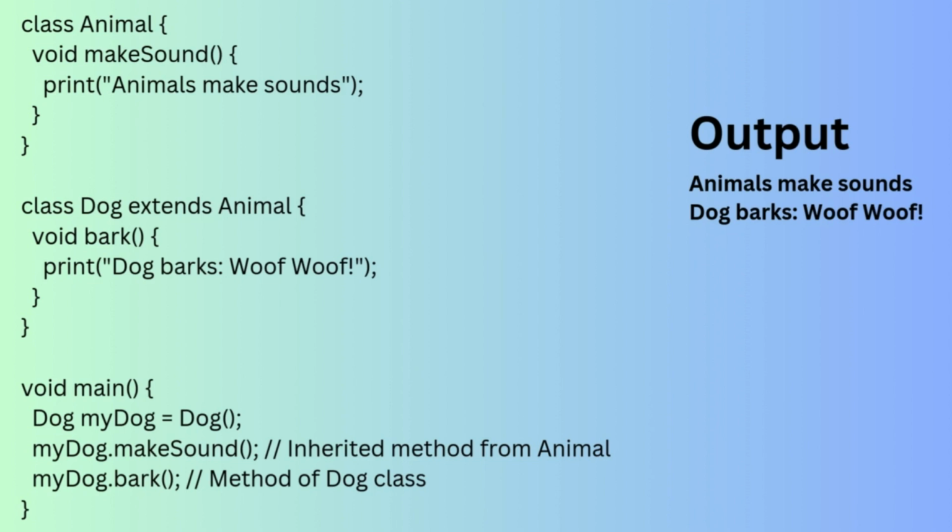This is the power of inheritance. It helps us avoid repeating code and allows us to define shared behaviors in a parent class while letting child classes extend or customize that behavior as needed.